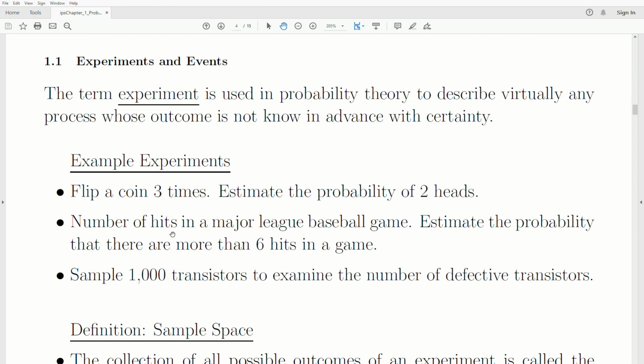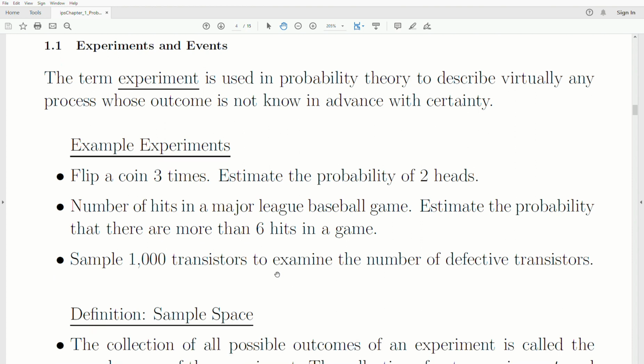Another example is the number of hits in a Major League Baseball game. We want to estimate the probability that there are more than 6 hits in a game. We could sample 1,000 transistors and examine the number of defective transistors. These are all examples of experiments.